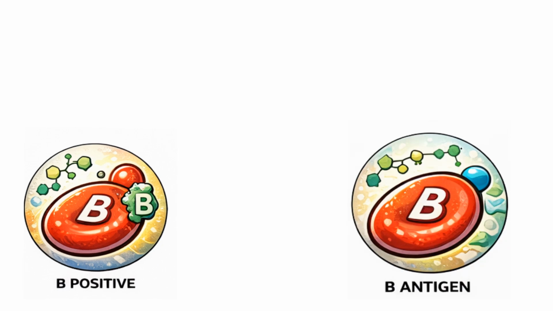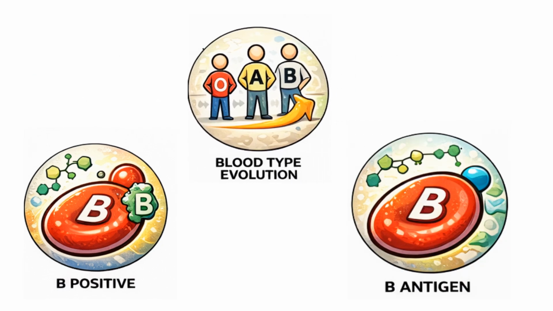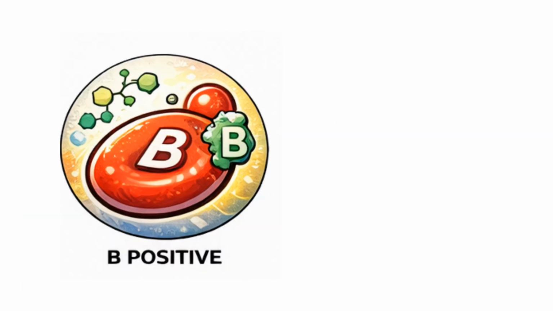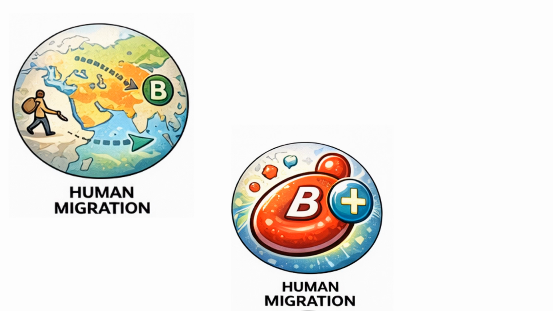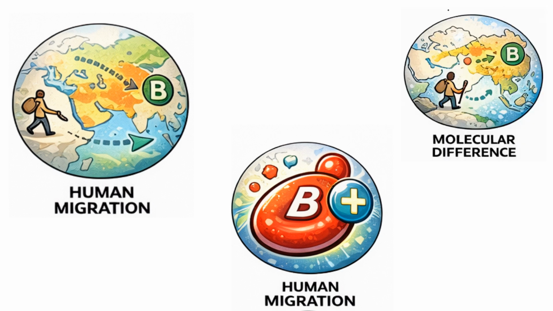B positive carries the B antigen on the surface of red blood cells, along with the Rh factor protein. The B blood group is believed to have emerged after type A, likely during periods of large-scale human migration into Asia. Genetic distribution studies show that blood type B is especially common in Central Asia and parts of India, suggesting evolutionary pressures in those regions influenced its frequency.